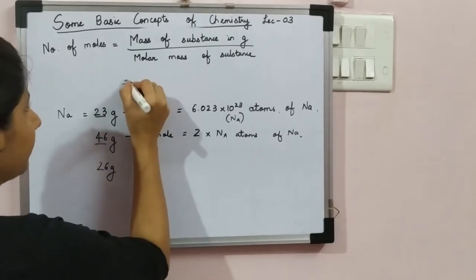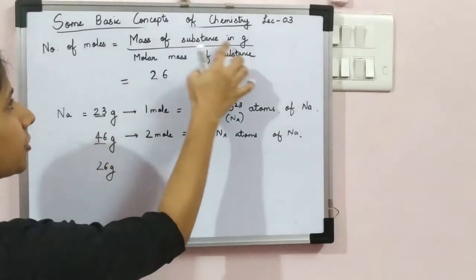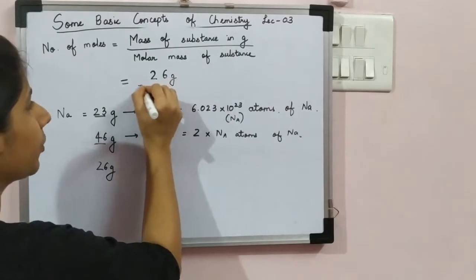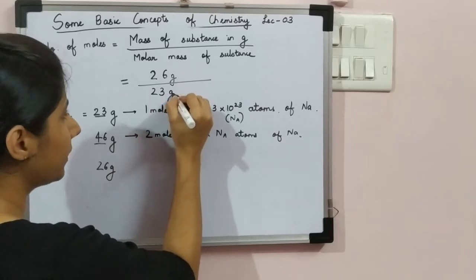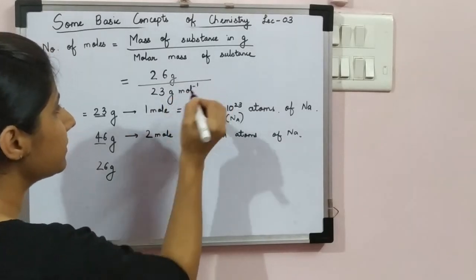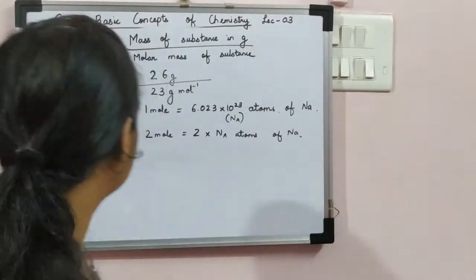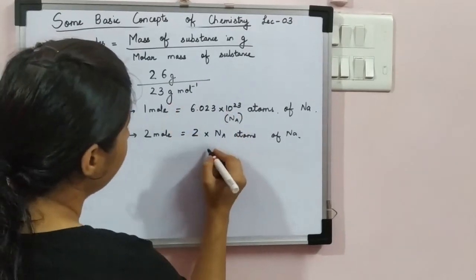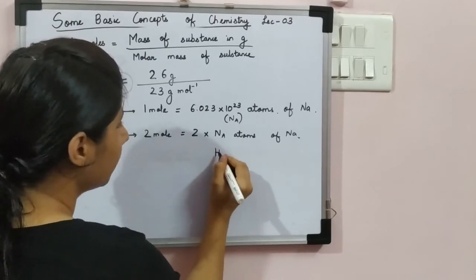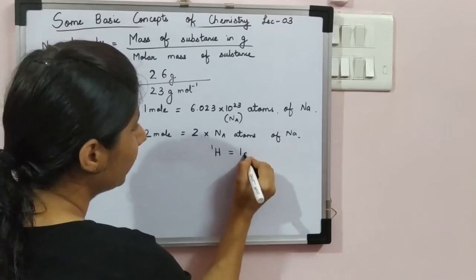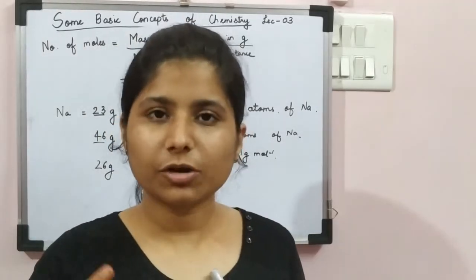Now as I was saying, for sodium atoms, if I have 26 grams of sodium, the given mass of the substance in grams is 26 grams, and the molar mass of the substance is what? 23. So when I say molar mass, it means 23 grams per mole. This means that 1 mole of sodium atoms contains 23 grams. So this is how the molar mass of a substance is written. Let's say the molar mass of hydrogen atoms is equal to 1 gram per mole, which means in 1 mole of hydrogen atoms, the weight would be 1 gram.